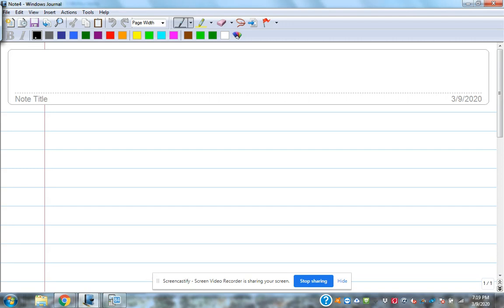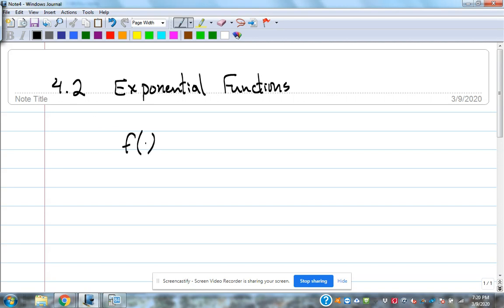All right, section 4.2. So we're skipping from chapter 1. We started in the R chapter, chapter 0 of your book, going all the way into chapter 4 tonight. It's really spread out in this book. Exponential functions. Exponential functions look like this. You have a variable in the exponent.